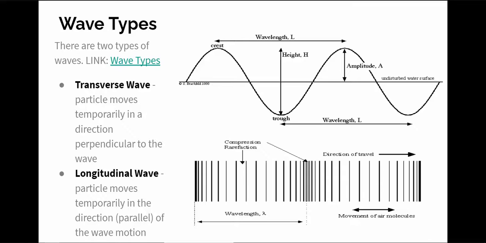But we have the two parts. Instead of crest and trough, we have a compression and a rarefaction. So rarefaction is where the particles have spread out. There's less density there. And compression is where they're all squished together. So here's the deal. These are all the parts. These are the two basic types of waves.